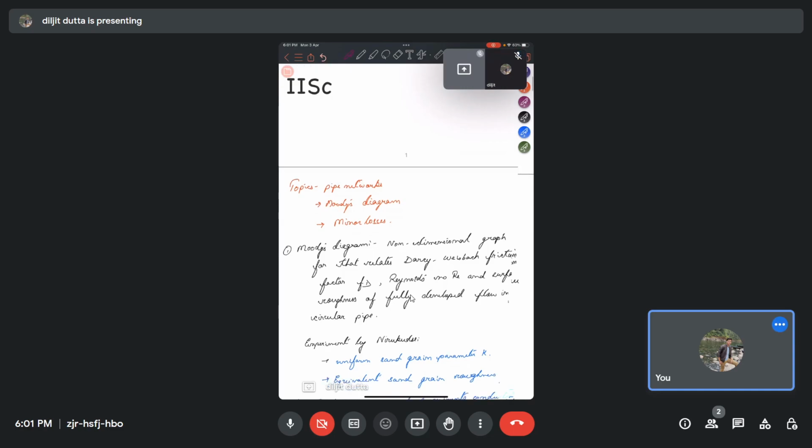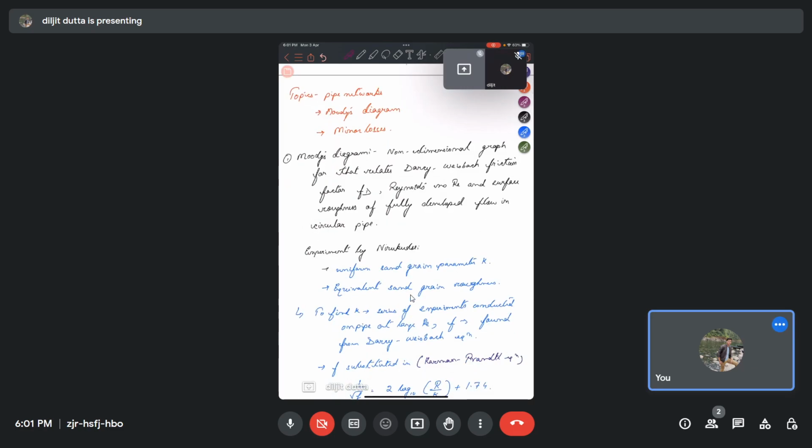Okay. So coming to the first topic, what is Moody's diagram? It is a non-dimensional graph that relates the Darcy-Weisbach friction factor f, the Reynolds number Re, and the surface roughness for fully developed flow in a circular pipe. This is important: the diagram is valid only for a circular pipe. It is not valid for a pipe of any other cross section.